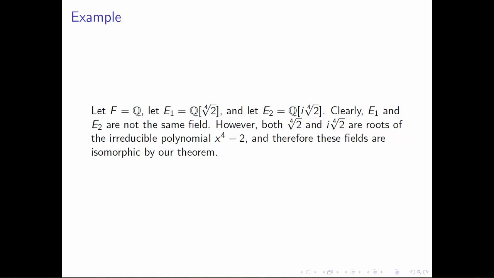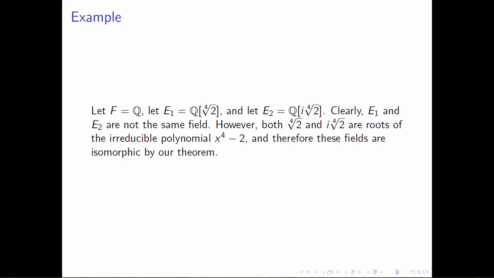Let's suppose that F is the rational numbers, which is really the motivating force for Galois, and let's let E1 be the rationals adjoin the fourth root of 2, something we've talked about already, knowing that that's a field. And let's let E2 be the rational numbers adjoin i times the fourth root of 2. It's very clear that E1 and E2 are not the same field. One of them is a subfield of the real numbers, and one of them is not. One of them truly has complex numbers in it, so they're definitely not the same field.